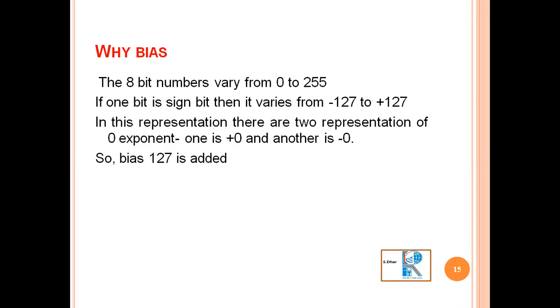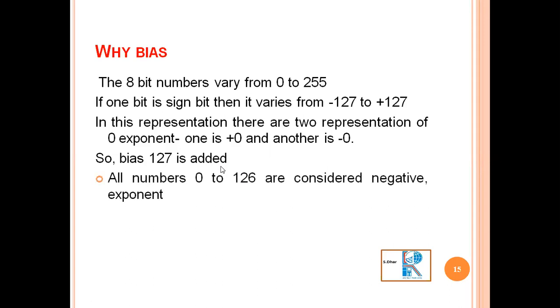For this reason, we add the bias 127. Okay, so if I add bias 127, all the numbers from 0 to 126 are considered negative. Why? Because as the number is 0, okay, what is the actual number?